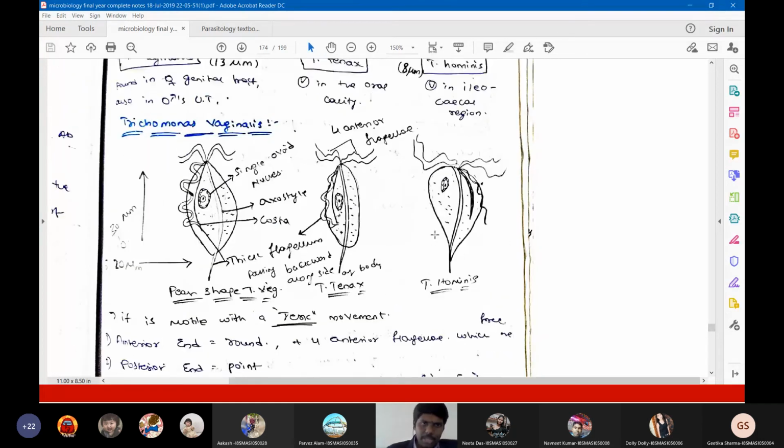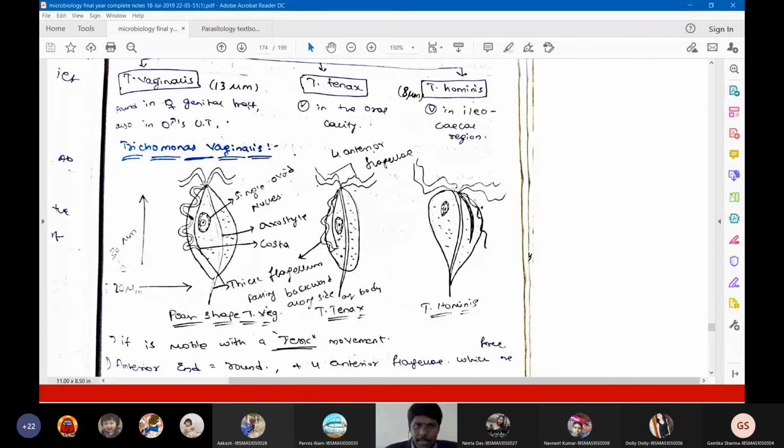Coming to the morphology of Trichomonas vaginalis, the overall shape looks like a bean shape, and it has a single ovoid nucleus. It has an axostyle in the midline, and it is not bilaterally symmetrical. Keep in mind, unlike our Giardia lamblia, it is not bilaterally symmetrical. It has only one nucleus. Then it has a thick flagellum at the posterior end of the trophozoite. The overall length of this trophozoite is 30 micrometers and the breadth is 20 micrometers, and it has a costa.